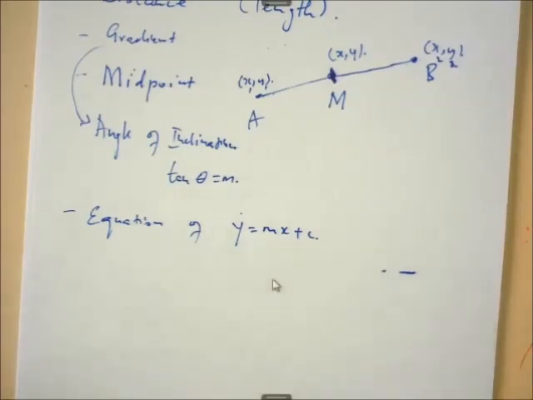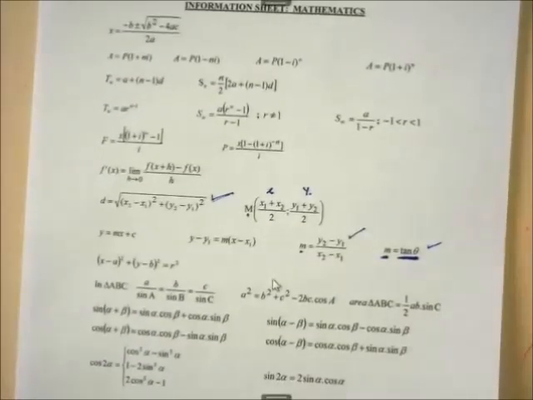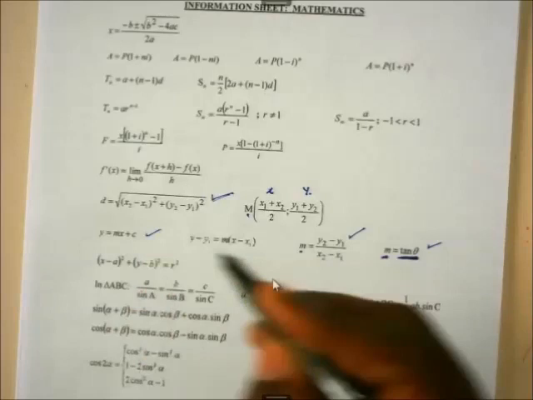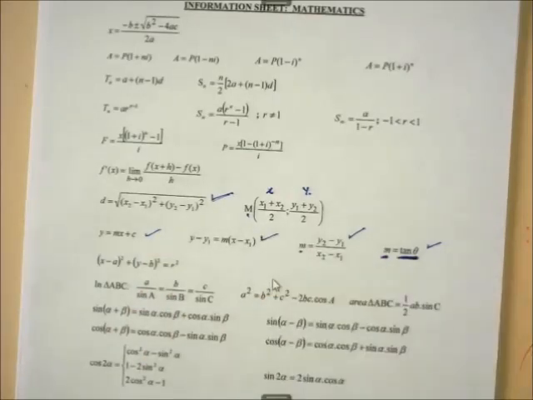But the information sheet assists us, because here is the information sheet. You can also consider it. There you have the equation of a linear line. There it is, the equation again.